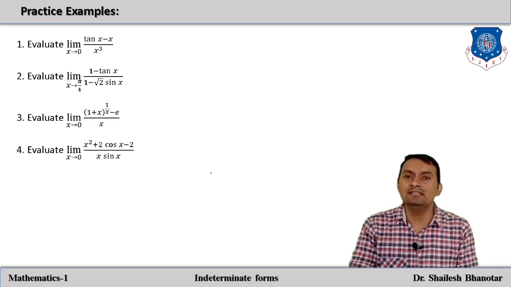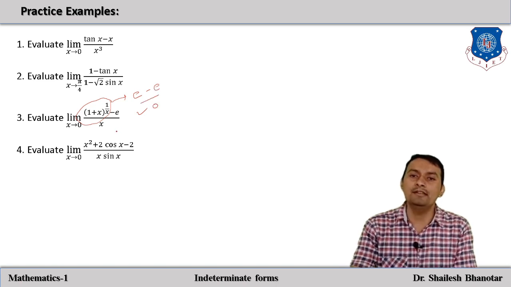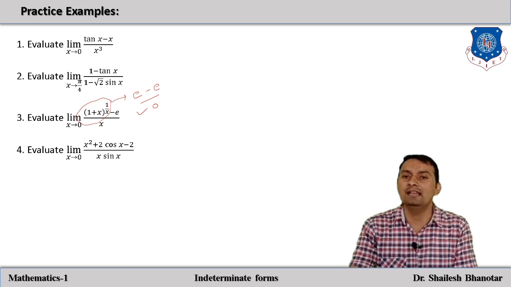First, you should remember that whenever you look at this type of question, first put x equal to 0 and see what form it will be. If I consider this question and put x equal to 0, we get 1 raised to infinity minus e, but 1 raised to infinity is an indeterminate form, and we have already taken this question as a standard form, so the answer is e - e, that is 0 divided by 0, and you have to follow L'Hopital's rule, and based on that you can find the answer.